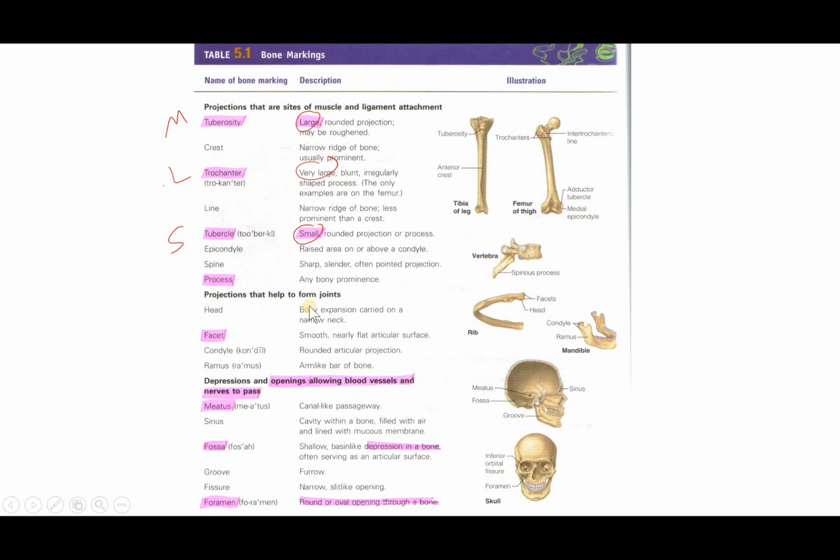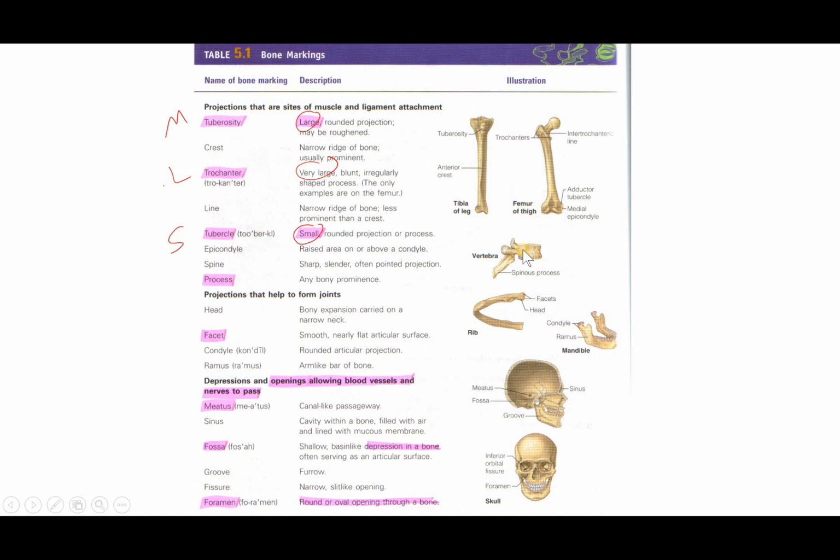Okay, the head: a bony expansion carried on a narrow neck, like the head of the femur, the head of the humerus, or the radial head. So any bony expansion. Okay, a facet: a smooth, nearly flat, articular surface. The key word articular means creates a joint.